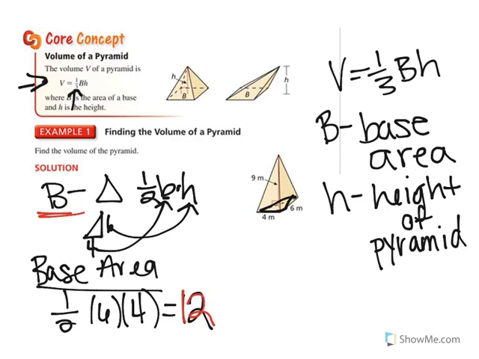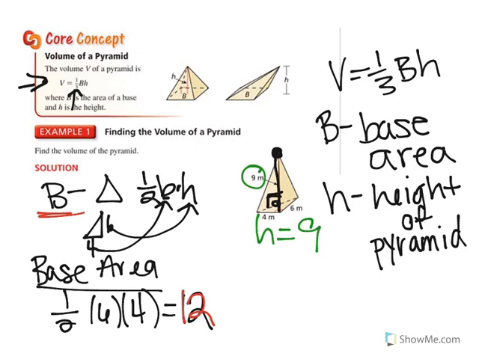Then we have to look at our pyramid. Now, we do not want slant height. Slant height, I kind of think of someone sliding down a slide. That's what slant height would be. We want the true height, and the true height goes from the top of the pyramid directly perpendicular to the base of our pyramid. So in this case we have 9, so the height of our pyramid is 9.